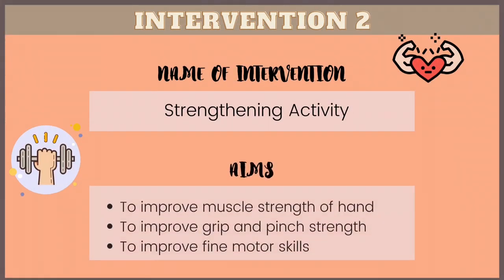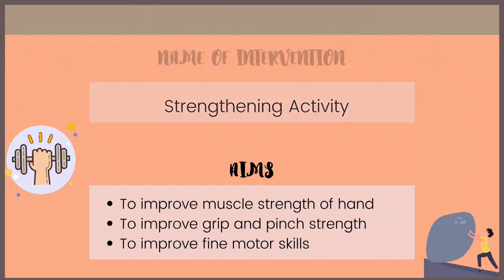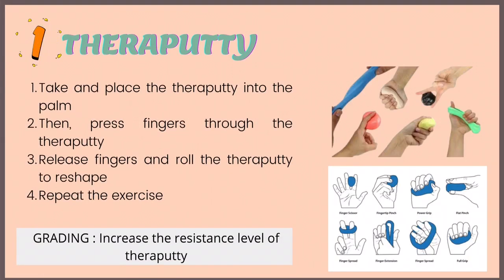The second intervention is strengthening activity. This intervention is aimed to improve muscle strength of the hand, to improve grip and pinch strength, and also to improve fine motor skill. The first activity is using therapy putty. For the procedure, firstly, take and place the putty into the palm, then press the fingers through the putty. Next, release the fingers and roll the putty to reshape it and repeat the exercise. Grading for this activity is that we can increase the resistance of the putty gradually.